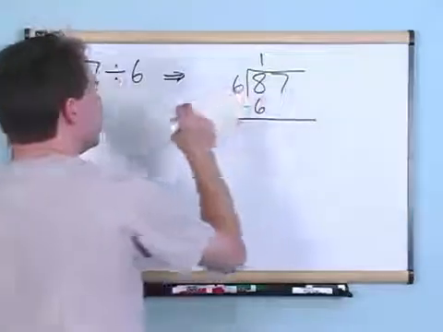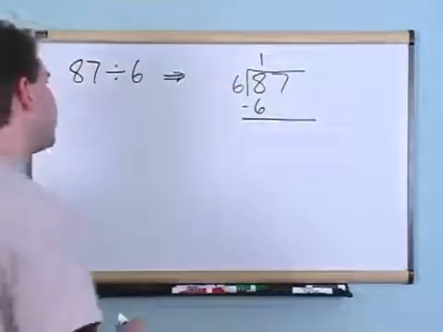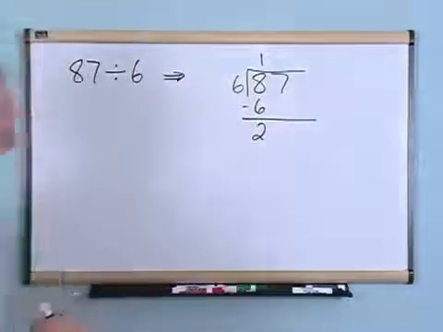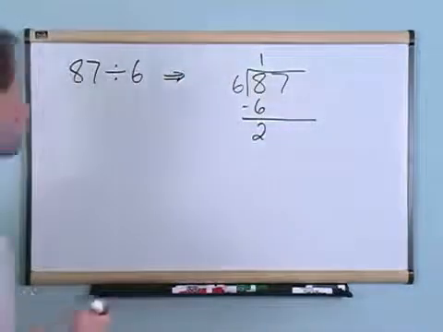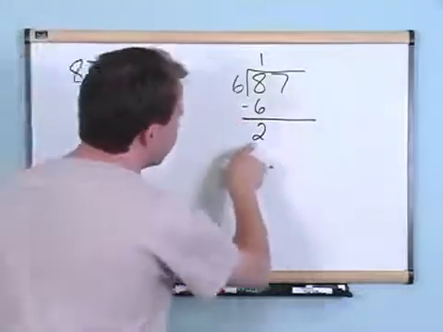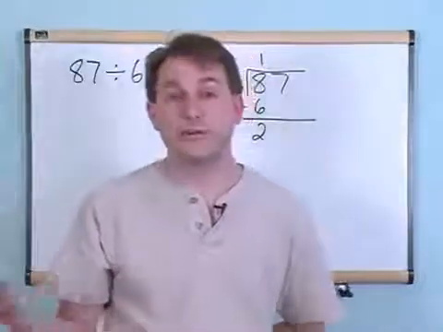And then the next thing you do is you just go ahead and subtract these two numbers. You don't worry about the 7 at this point. 8 minus 6 is going to give you 2, okay? And the next thing you do is you look at this number and say, can I divide 6 into 2? And the answer is no, because 2 is too small, okay?